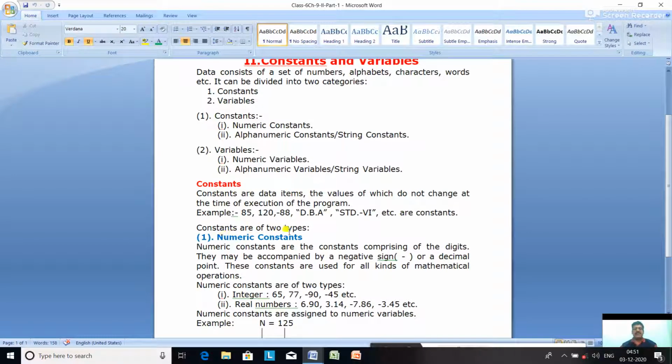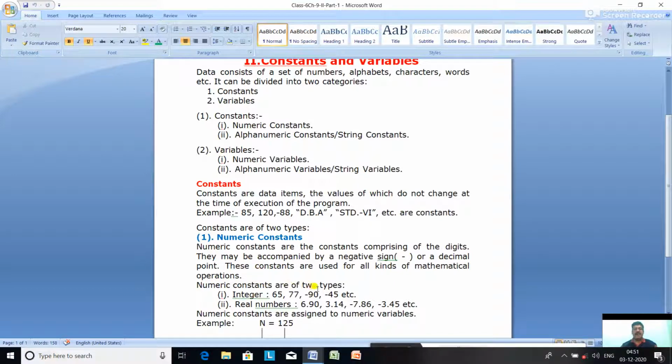Constants are of how many types? Two types: numeric constants and alphanumeric or string constants. Numeric constants store only numbers, digits, whether it is an integer without a decimal part or with a decimal part, negative or positive. They may be accompanied by a negative sign or a decimal point. These constants are used for all kinds of mathematical, arithmetical operations.